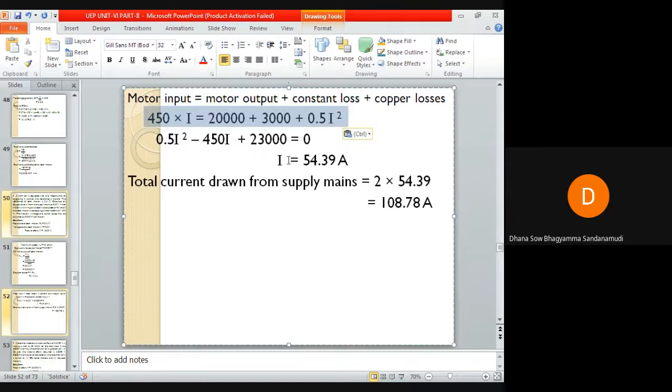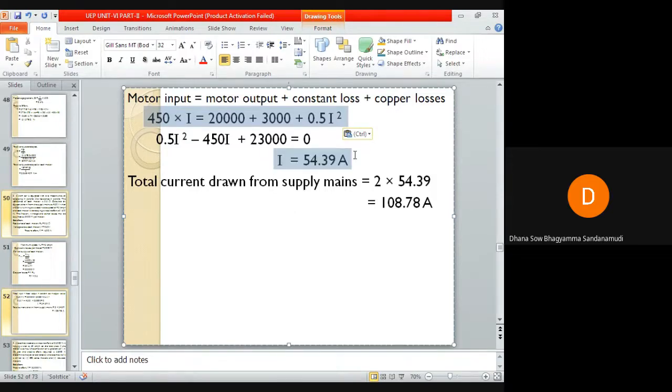So this is the current for each motor. But two motors are connected in parallel to the main supply. They are connected in parallel to each other. So the total current drawn from the main supply will be divided into two parts. One current will flow through one motor, and the other divided current will flow through the other motor. But the summation of those two currents will be the total current coming from the main supply.